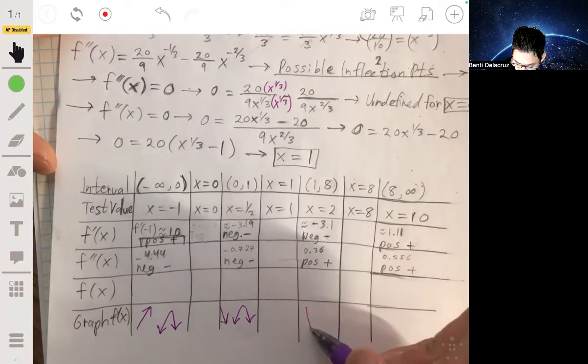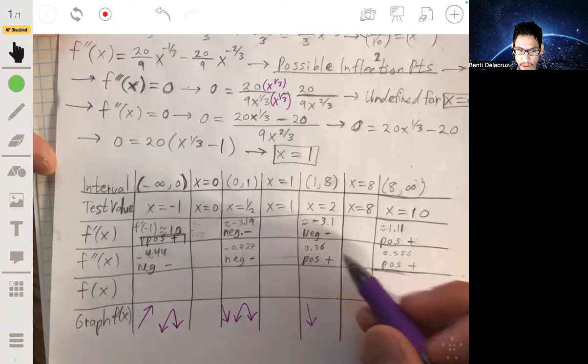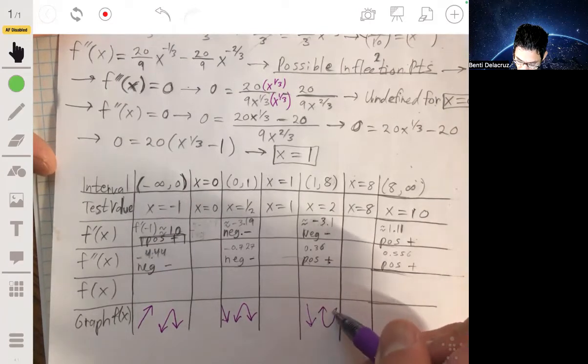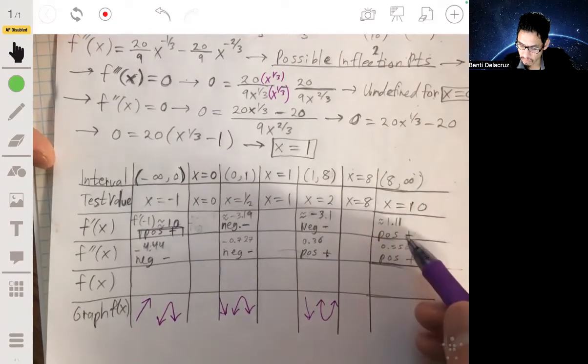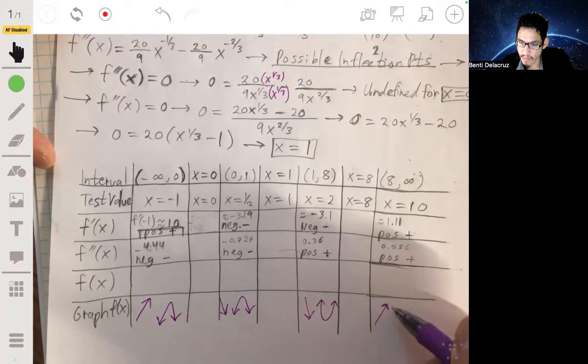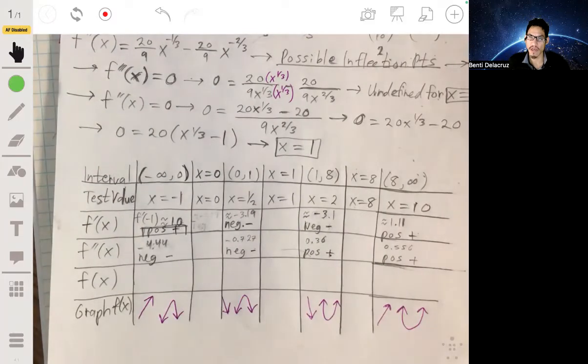First derivative is negative, the graph is decreasing, it's going downward. Here, the second derivative is positive, so the graph is concave up. And the first derivative here is positive, so the graph is increasing, going up. And the second derivative is also positive, so it's concave up as well.